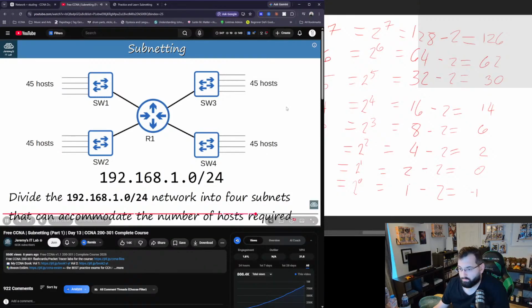So we need 45 hosts per network, including R1. But also remember that each network has a network and broadcast address, so that's +2. So we need 47 addresses per subnet. 47 times 4 equals 188. So there's no problem in terms of the number of hosts.